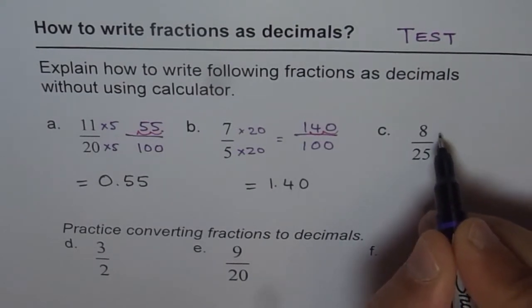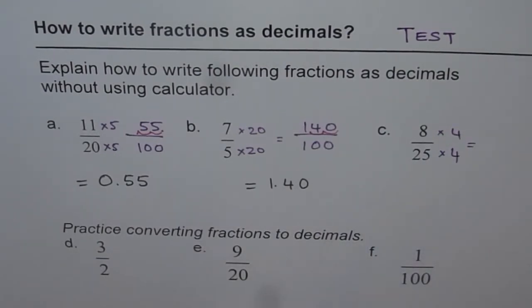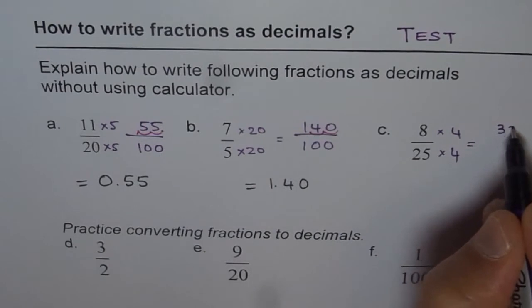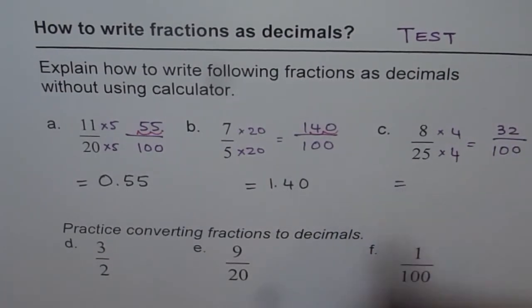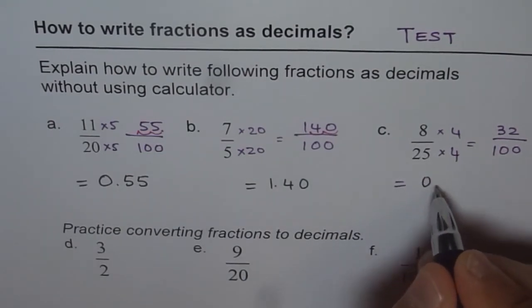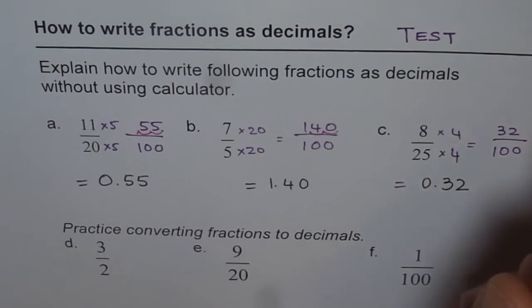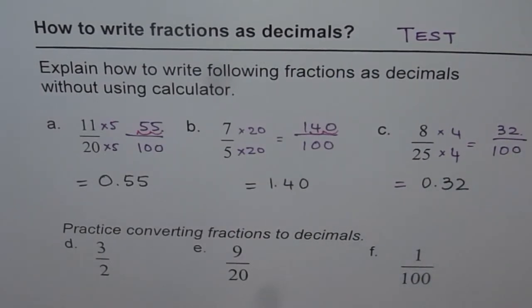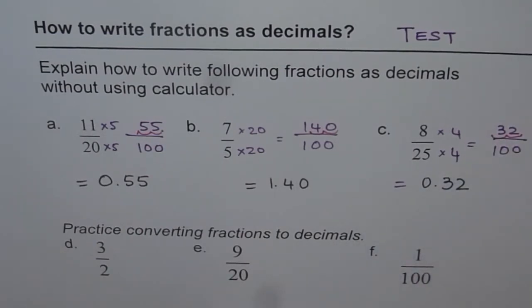How many quarters are there in a dollar? 4 quarters. That's a good way of doing it, right? So we multiply both numerator and denominator by 4. 8 times 4 is 32, and 25 times 4 is 100. And this could be written as 0.32, correct? Why 0.32? Because when you divide by 100, the decimal moves 2 units to the left. Imagine this decimal is right there after 2. So it moves 2 places and you get 0.32.